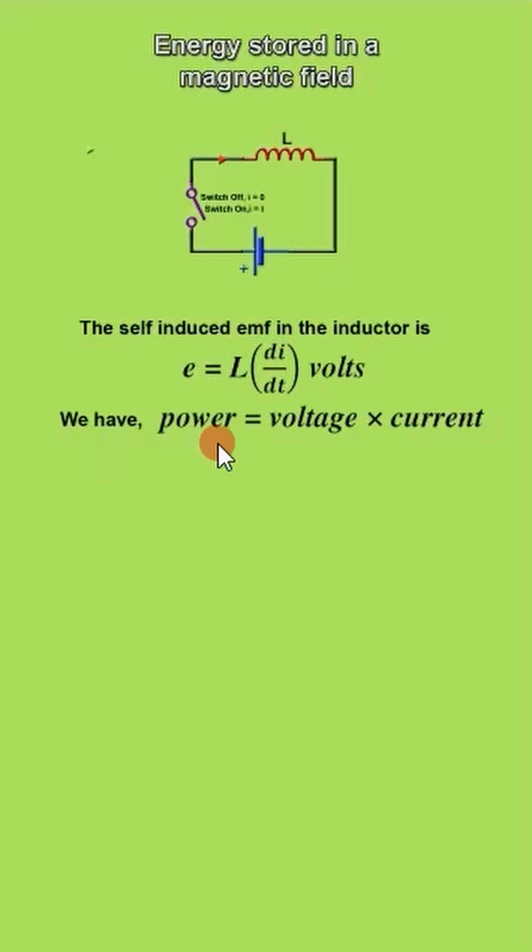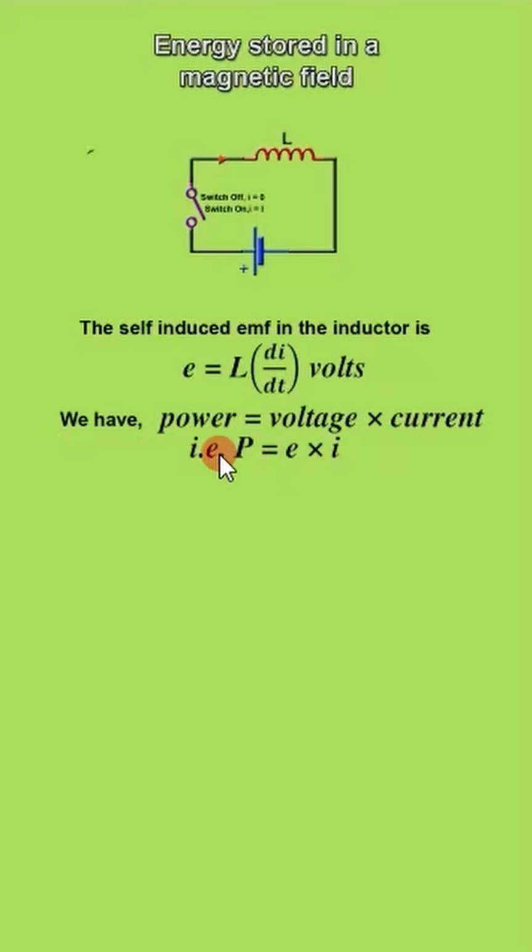The self-induced EMF in the inductor is E is equal to L into rate of change of that current, that is L into di by dt volts. We know that power is equal to voltage into current, that is power P is equal to E into I.